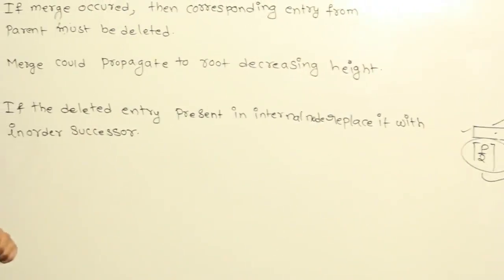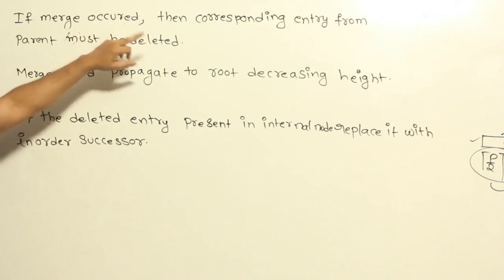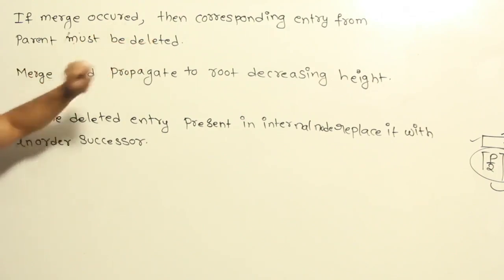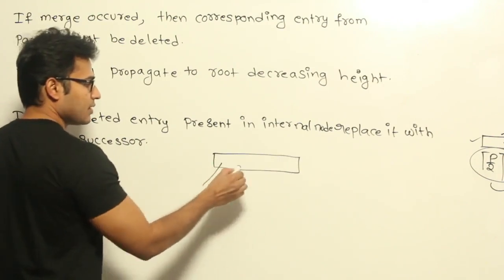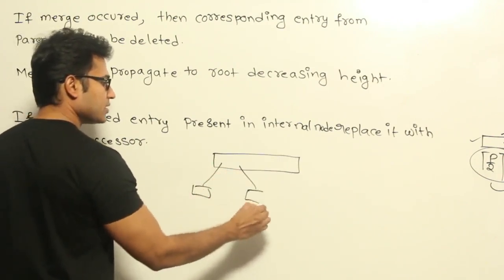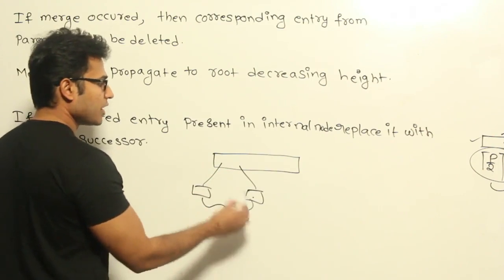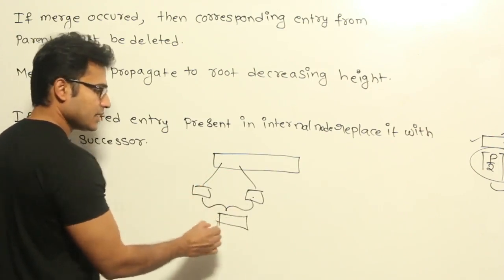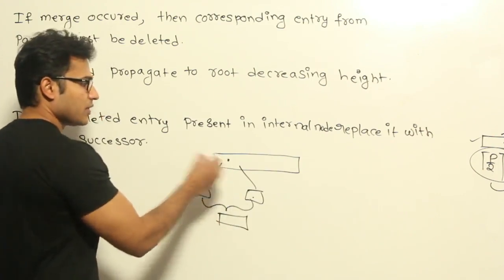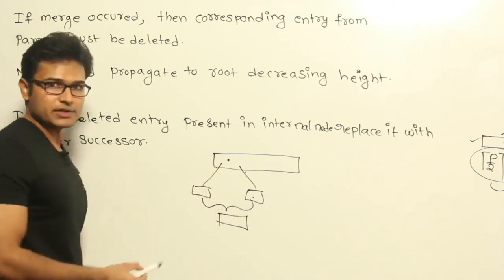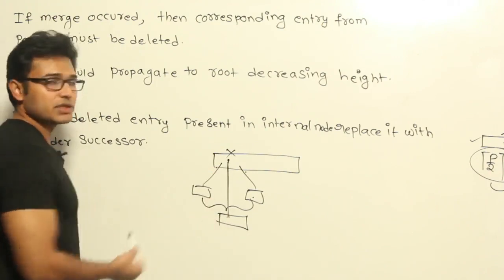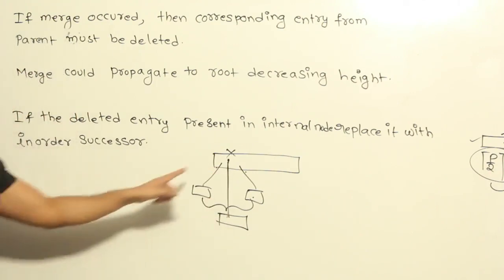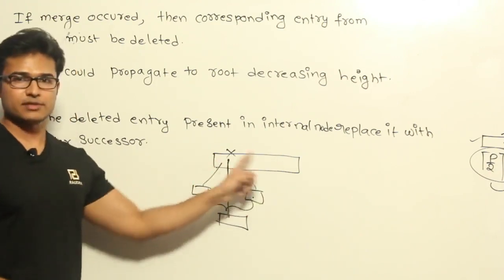Now come to this. In case a merge occurred, the corresponding entry from the parent must be deleted. What I mean is, if you are going to merge these two, this is a leaf and this is a leaf, and make it a single leaf, then there is no need for the entry here and no need for two pointers. This entry can be deleted and you can have just one pointer pointing to this. Got it? You might have to do the required arrangements there.